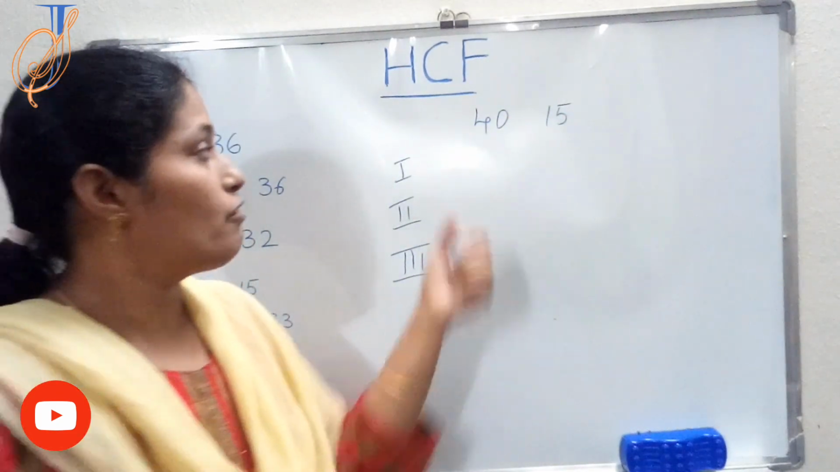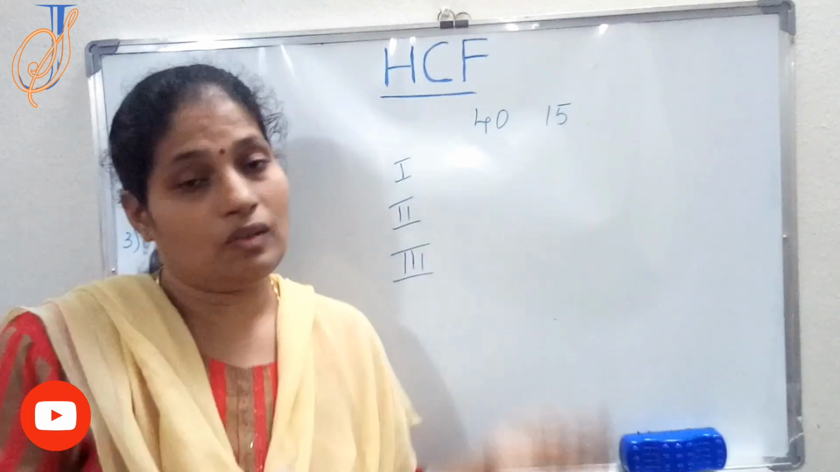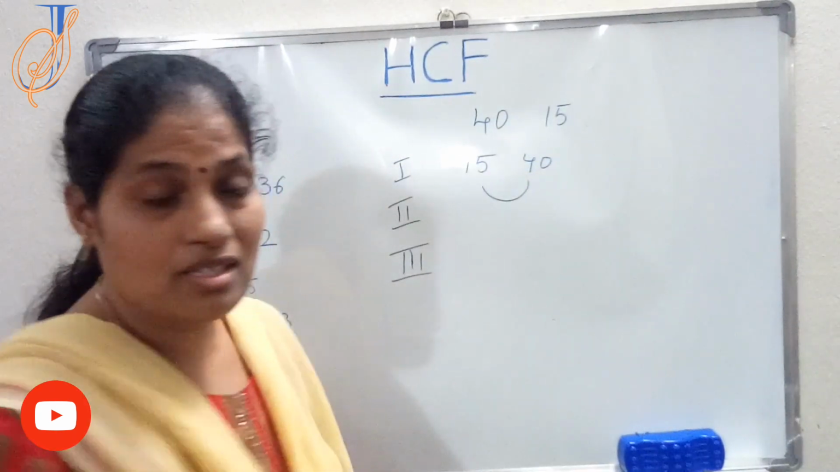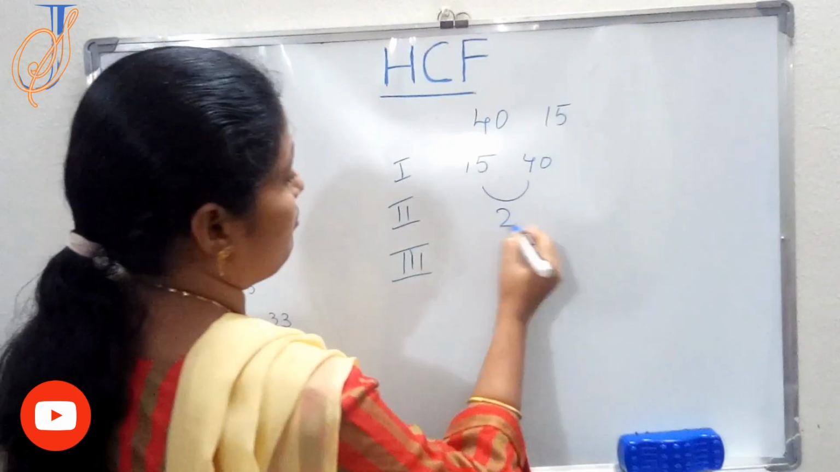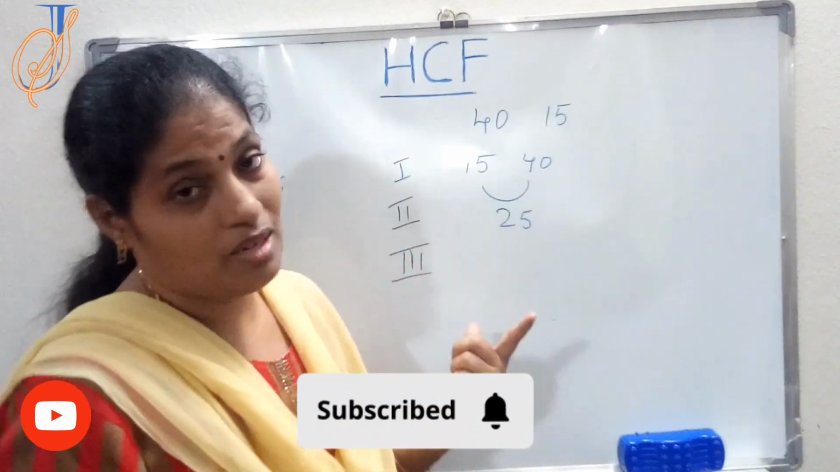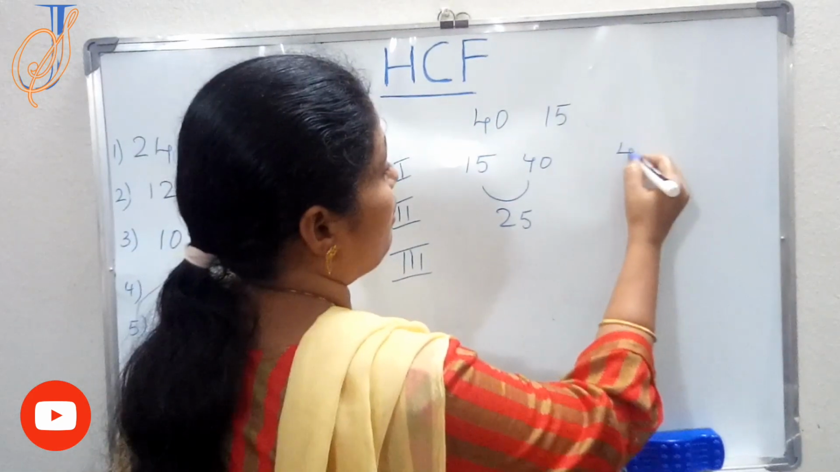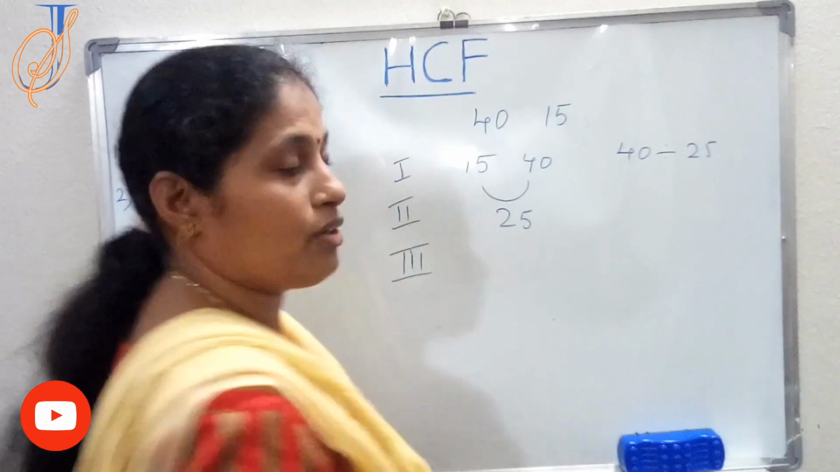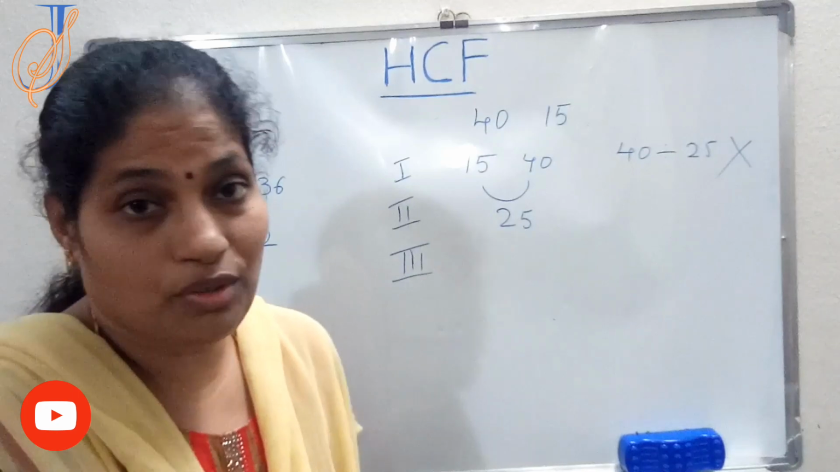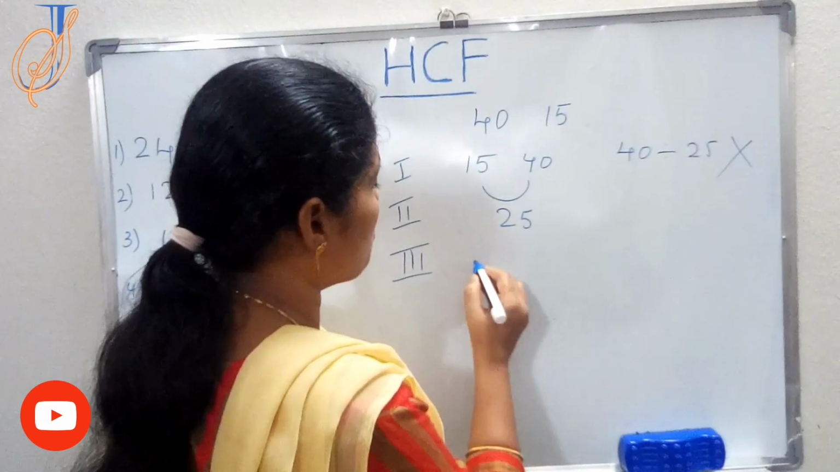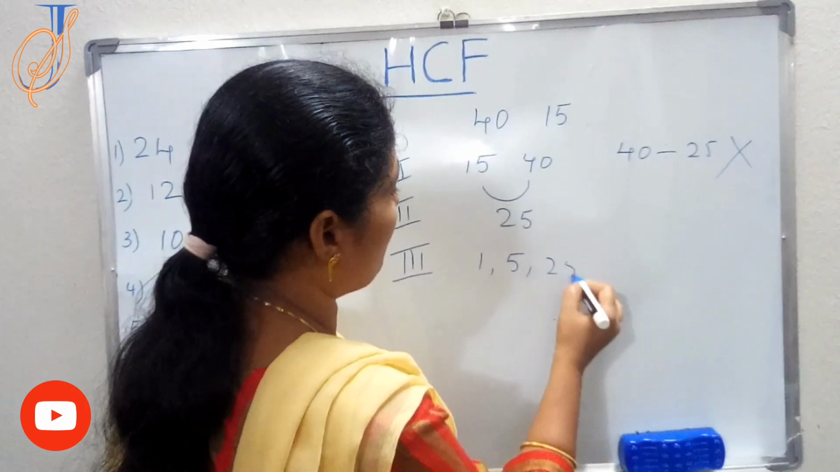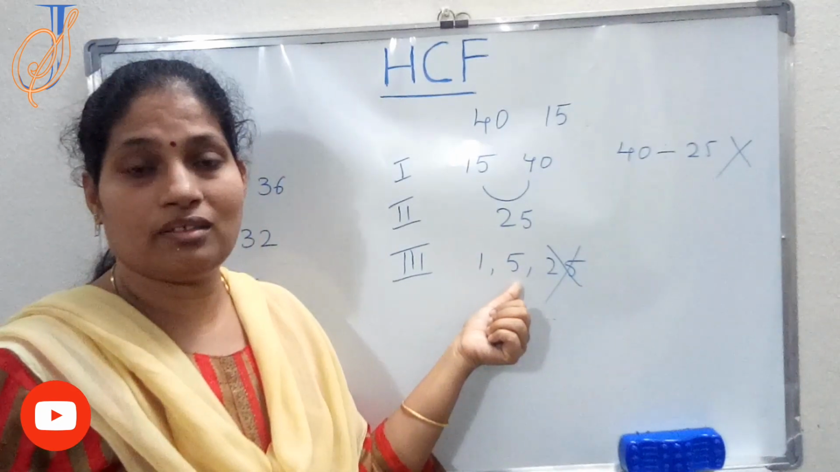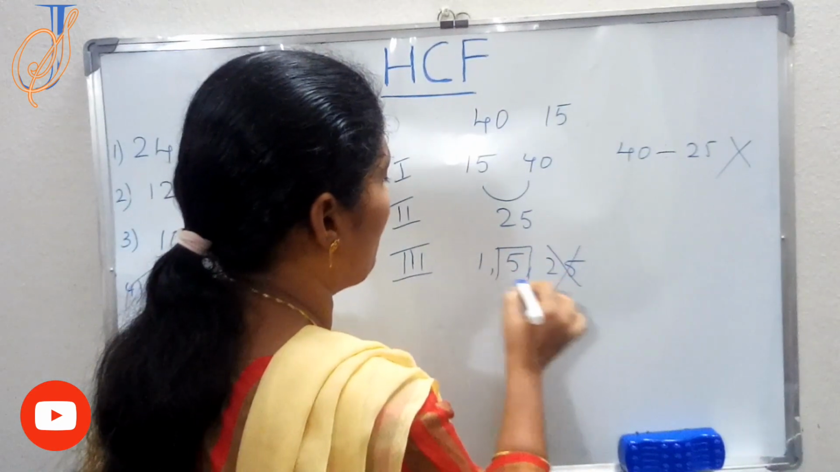Another example is 40, 50. So what do you have to do? Write in ascending order. Find the difference. What is the difference? 25. Third step is check for divisibility. Is 40 divisible by 25? Not exactly. No. So then what do you have to do? Write the factors of 25. What are the factors of 25? 1, 5, 25. You should not take 25. So if you do not take 25, what is our greatest number here? 5. So 5 is our HCF.